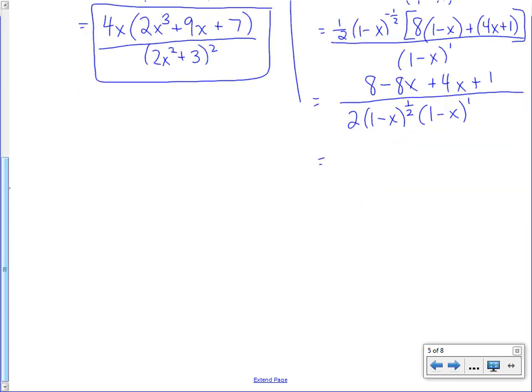Okay, so negative 8x plus 4x is negative 4x. 8 plus 1 is 9, all over 2. Okay, impress me, guys. What's the new exponent on the 1 minus x? By same base, I'm going to add the exponents.